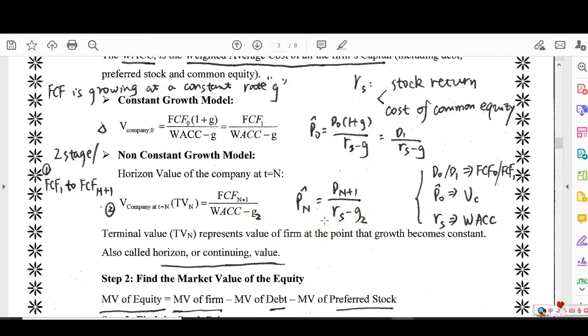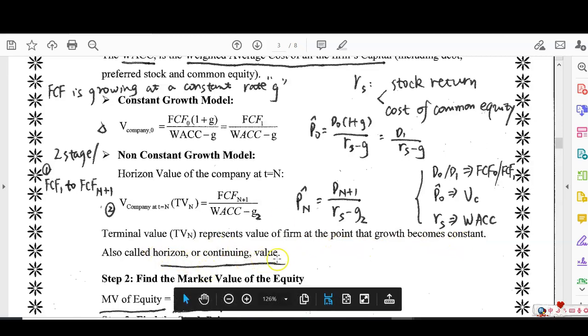Again, this is very similar to how we calculate horizon value in the dividend discount model. It's just that we're switching dividends to free cash flows, price to value of the firm, and R to WACC. Terminal value N represents the value of the firm at the point that growth becomes constant. It's called horizon value or continuing value.